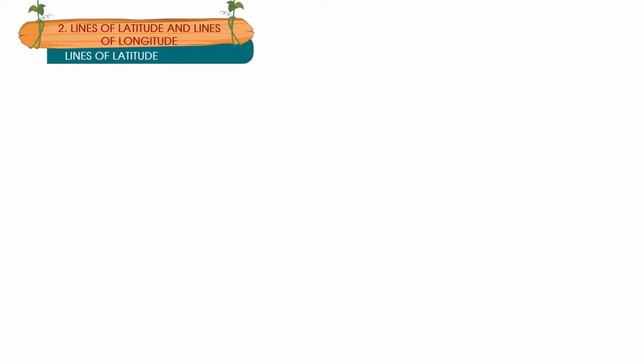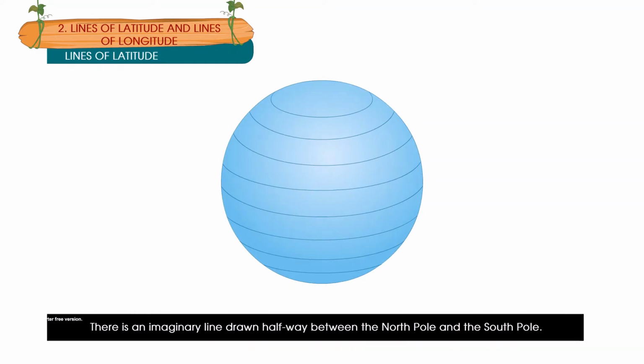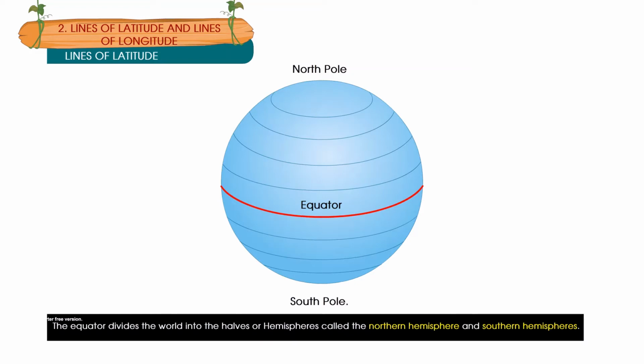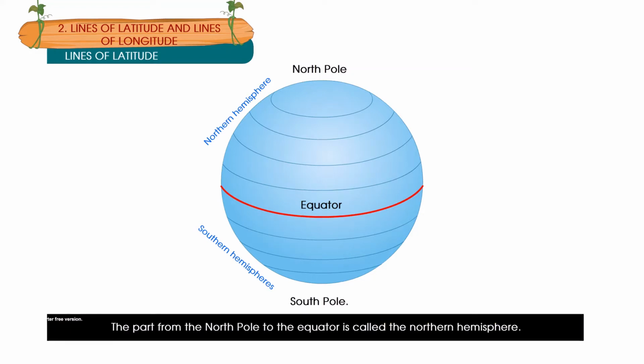Lines of latitude. There is an imaginary line drawn halfway between the North Pole and the South Pole. It is called the equator. The equator divides the world into two halves or hemispheres, called the Northern Hemisphere and the Southern Hemisphere. The part from the North Pole to the equator is called the Northern Hemisphere. The part from the South Pole to the equator is called the Southern Hemisphere.